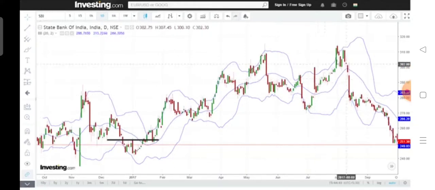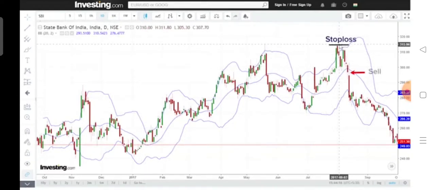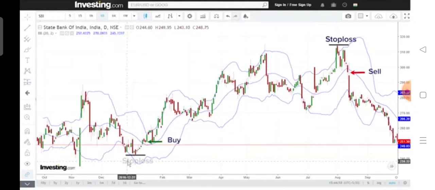So in the case of both the patterns, which are almost mirror images of each other, on a break of the neckline someone can take a trade with the stop loss here. In this case it should be above the top, and here in this case it is below the bottom. So this is one way of trading the Bollinger Band.